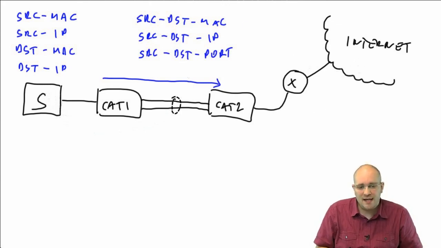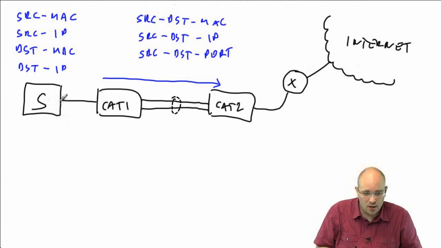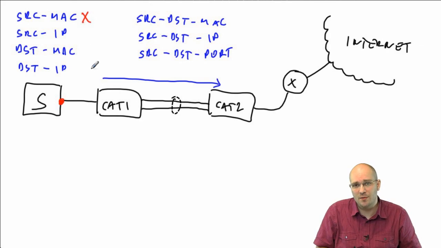Is it a good idea to use the source MAC address for this traffic? Let's take a look. The source MAC address for all the traffic here, no matter where it goes on the internet, will always be of our server. So this is not a good choice. What about the source IP address? What is going to be the source IP address for all of our traffic? It's going to be the server IP address. So source IP is not a good choice.